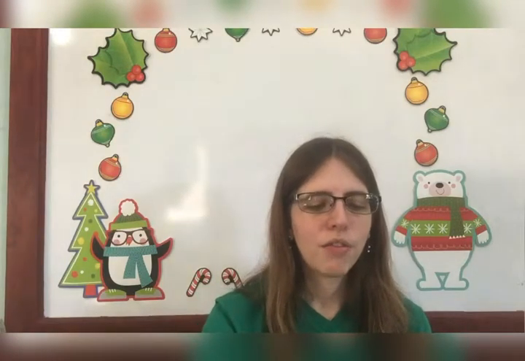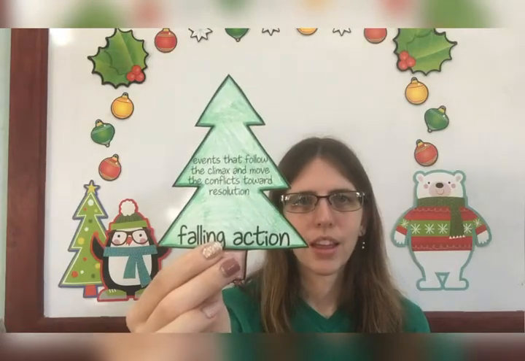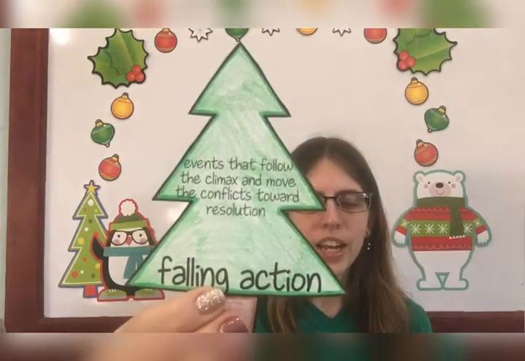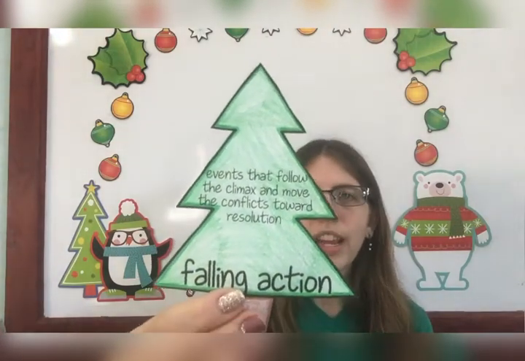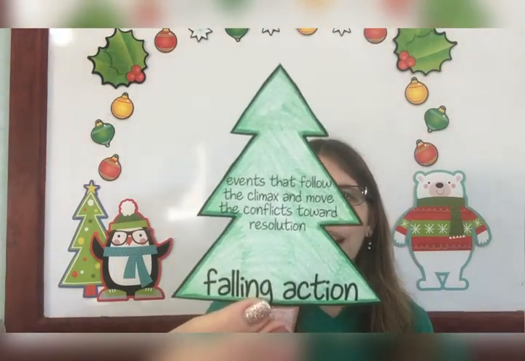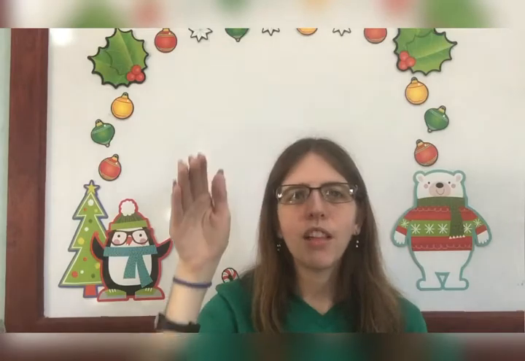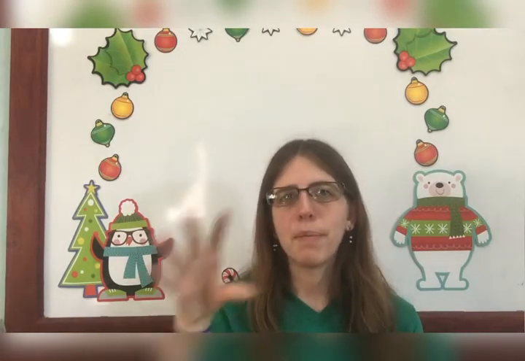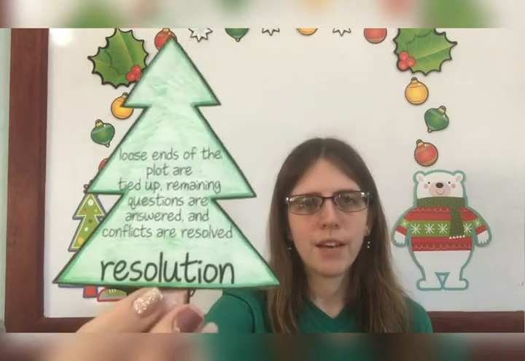Then we have the falling action. The falling action is when the excitement subsides and the story starts to wrap up. These are events that follow the climax and move the conflicts towards their resolution. So right after the climax, everything is starting to wrap up the story until you get to the resolution.